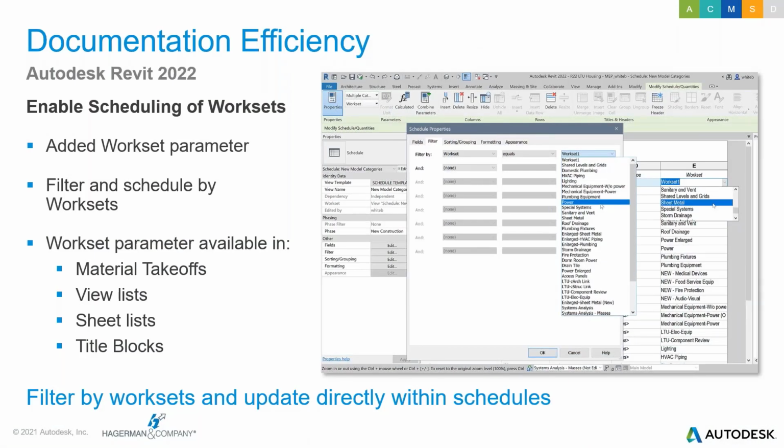All right, so Revit 2022 enables worksets to be scheduled. You can now add a workset parameter when creating a schedule in a workshared model. The workset parameter is also available when creating material takeoffs, view lists, sheet lists, and title blocks. This feature enables you to filter and format schedules and lists based on worksets. Revit 2022 includes this and many other enhancements to improve your productivity when generating schedules.